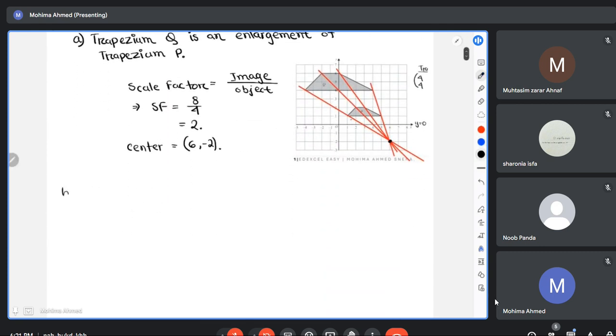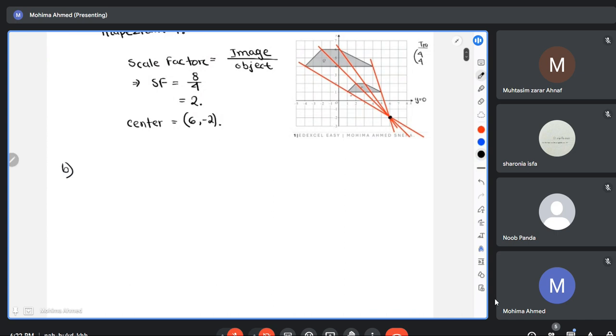Part B is going to be over here. The original equation was image minus object, right? But we want to find out the coordinates for the image. Trapezium A was the image. So our equation will be modified: I'll just make image the subject of this equation, which is image equals vector plus object.